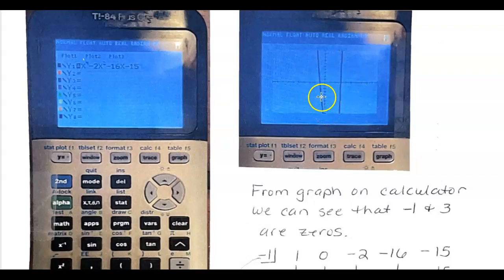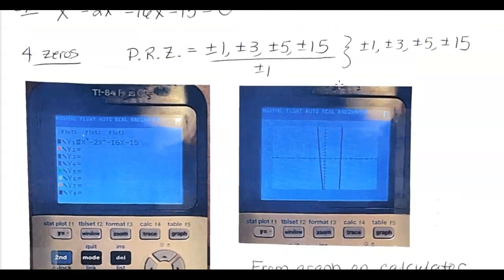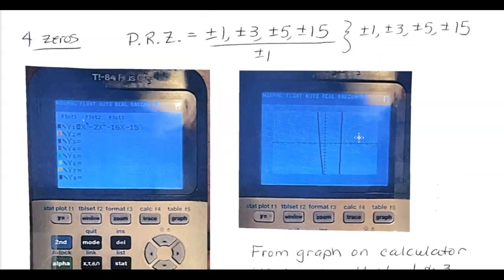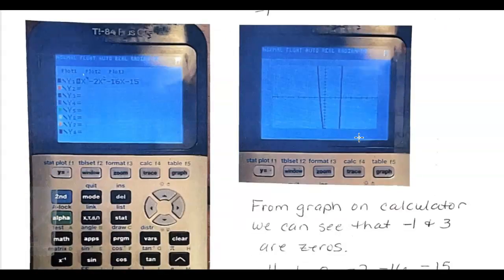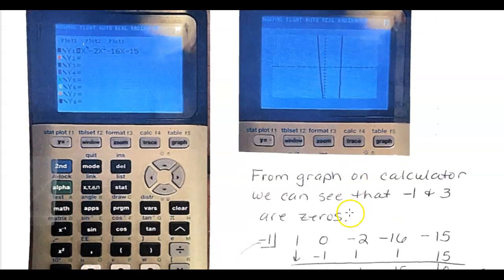All right, so here's my graph that shows up. So I can see on this graph that I'm crossing right through my x-axis here at -1, and then at 1, 2, 3, I cross through again. So I can look on the calculator and tell, well, -1 and 3 both are in my list, right? So I can tell here that those are the ones that are going to work. So I'm not going to bother trying any of the others. Okay? So from the graph on the calculator, we can see that -1 and 3 are zeros.